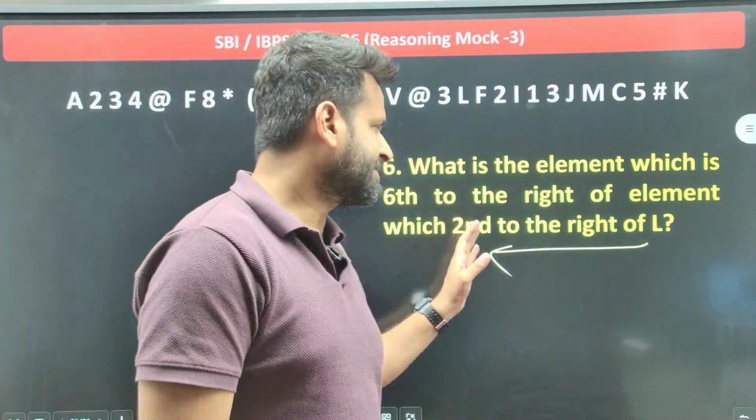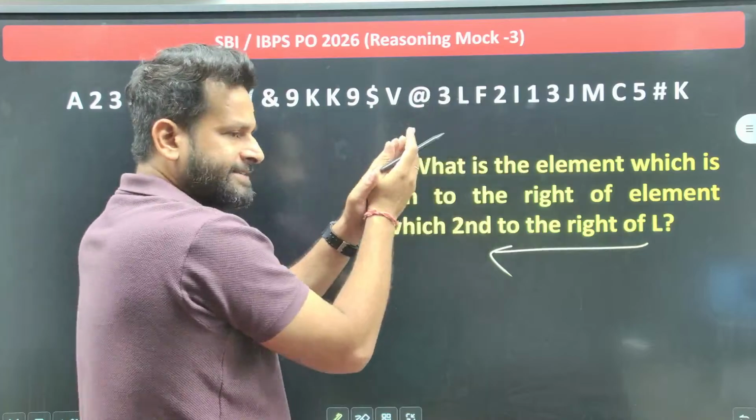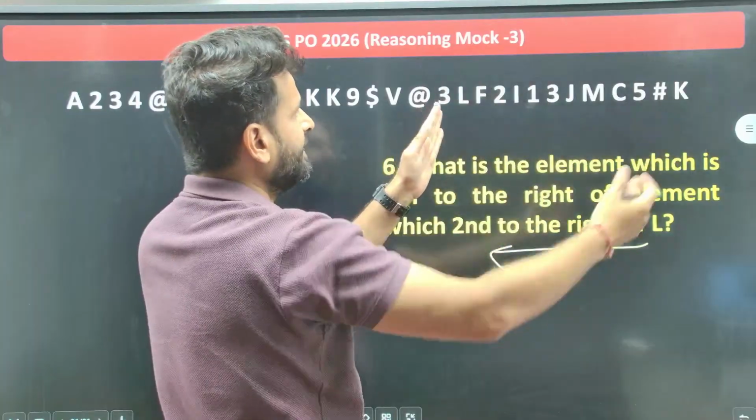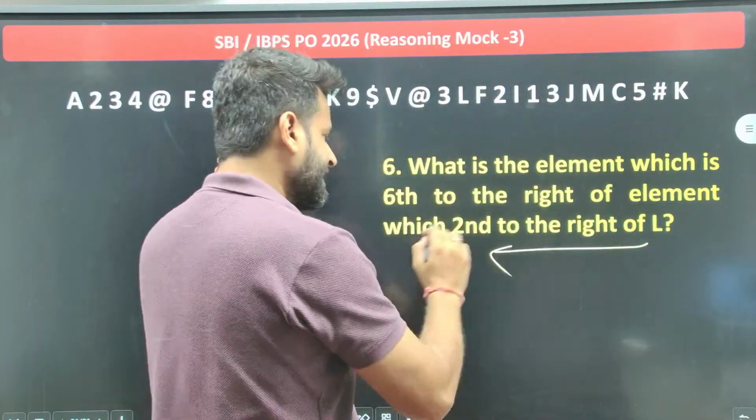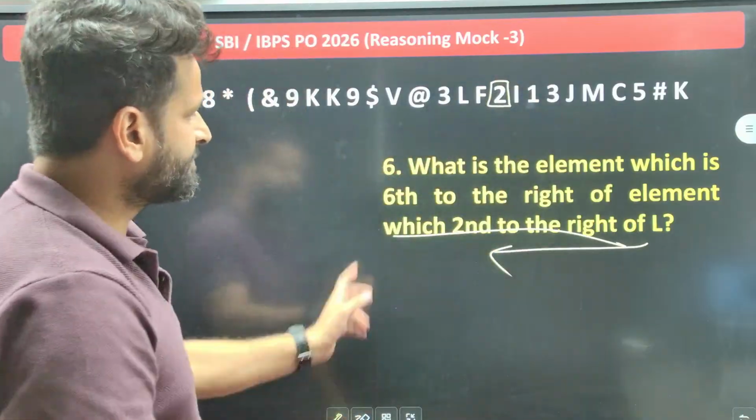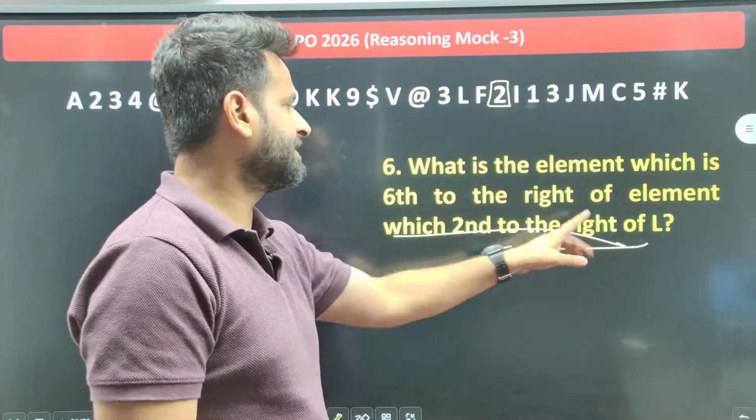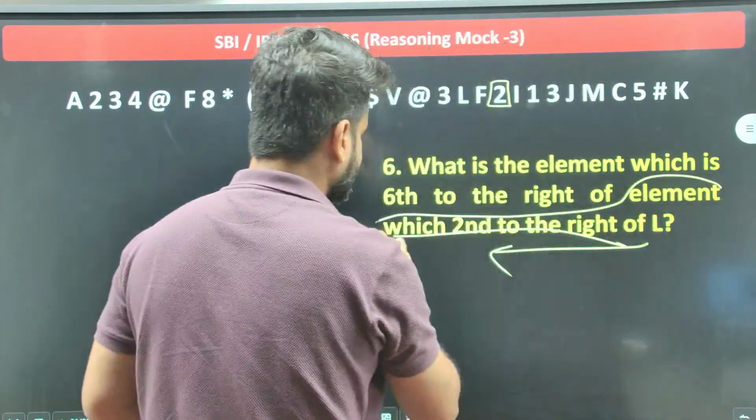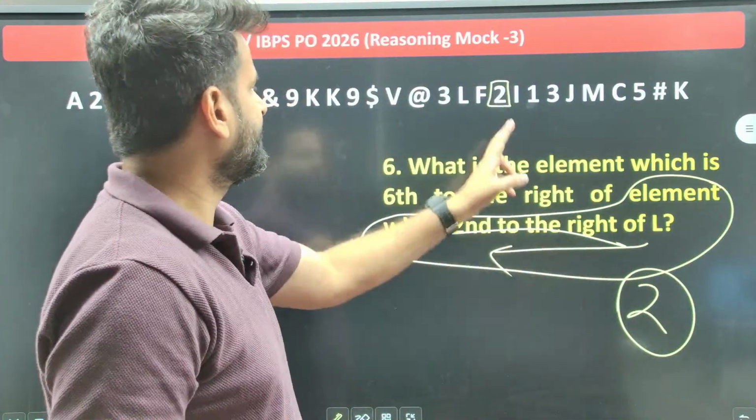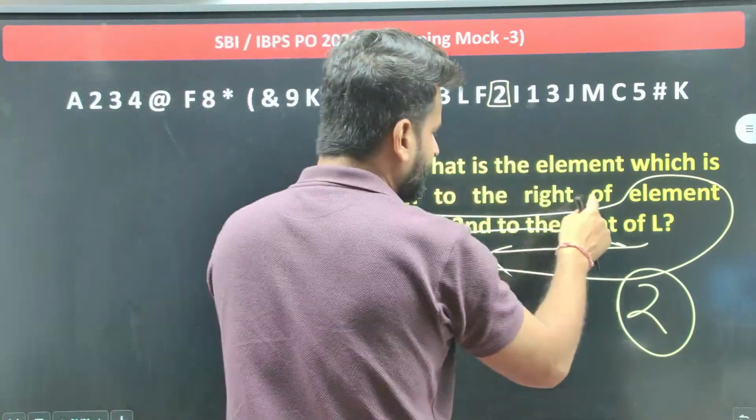First, you need to find which is the element second to the right of L. Where is L? This is L. Taking L as the base, its second right or third right will be on the right side, and left will be on this side. The element second right of L is the digit 2. With respect to 2, I need to find which element is 6 to the right of the element which is second right of L. That means the meaning of this is digit 2, because the element second right of L is 2. Can I write it like this? So now I need to find the element which is sixth right of 2.